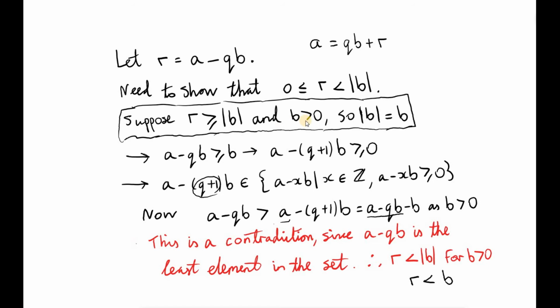So for the case where b is positive, we show that r cannot be greater than or equal to the magnitude of b, so r must be less than the magnitude of b.